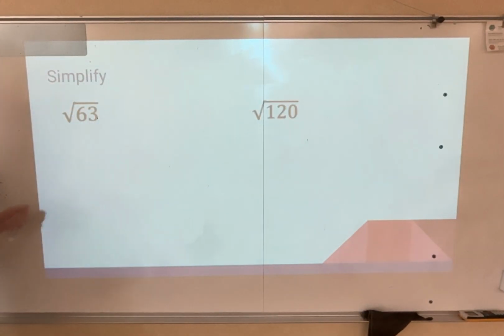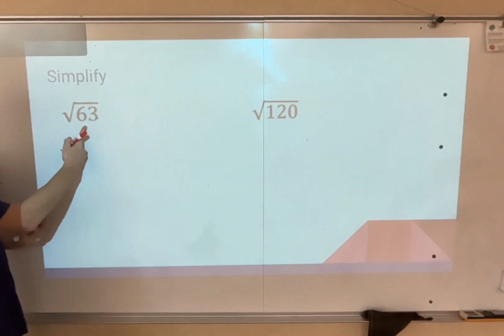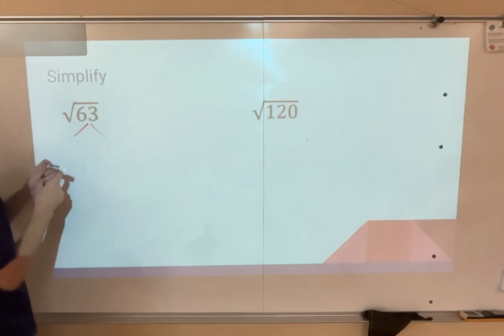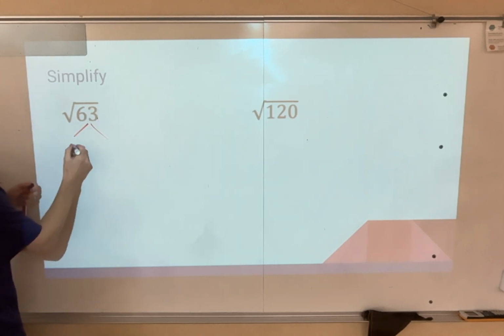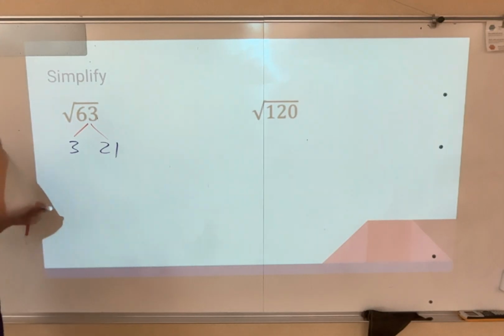Now, it doesn't matter which number you start with. I personally like to start with the smallest number possible. So it's not divisible by 2, I know that, but it is divisible by 3. And if you have to get out your calculator and just start dividing by little numbers until you get something that results in a whole number, you can do that.